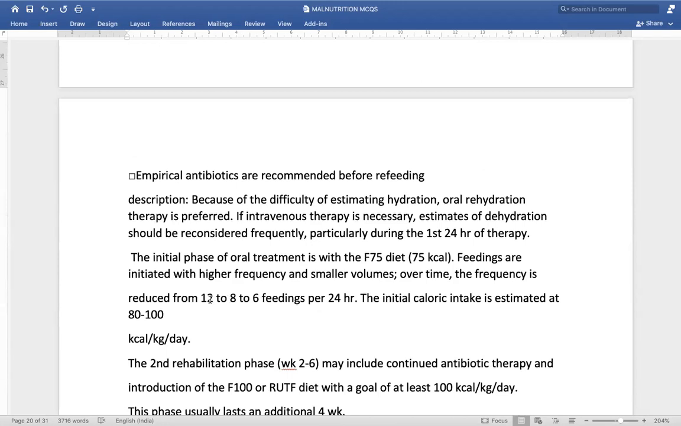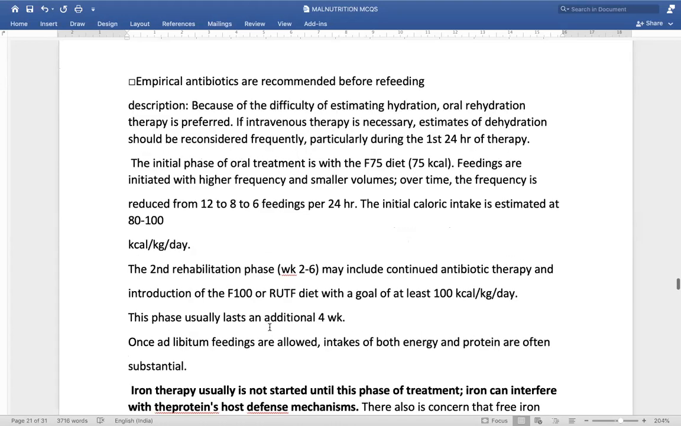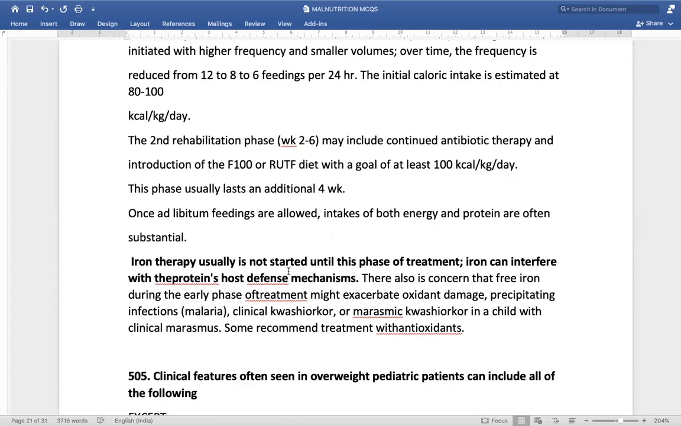So initially there should be 8 to 12 feedings. That should be reduced to around 6 to 8 feedings after 24 hours. First 24 hours you have to give at least 12 feeds per day, every 2 hourly you have to give feeds. So iron is started only in the later phase.